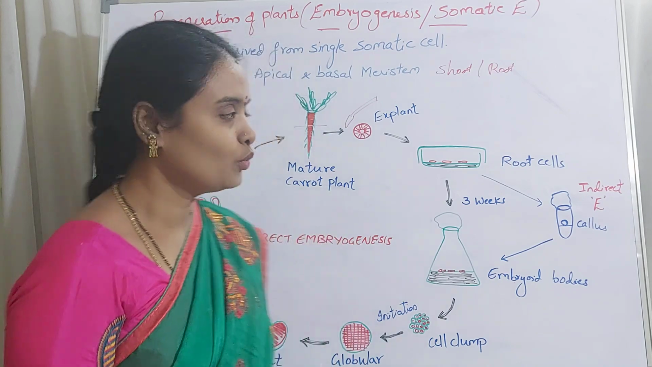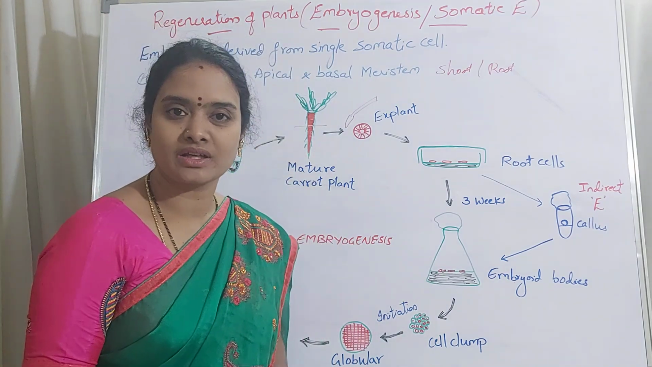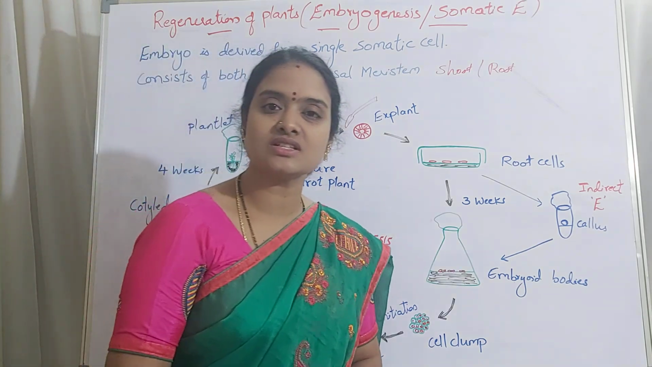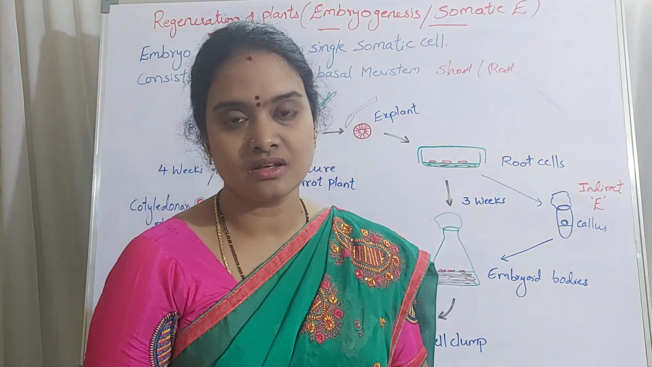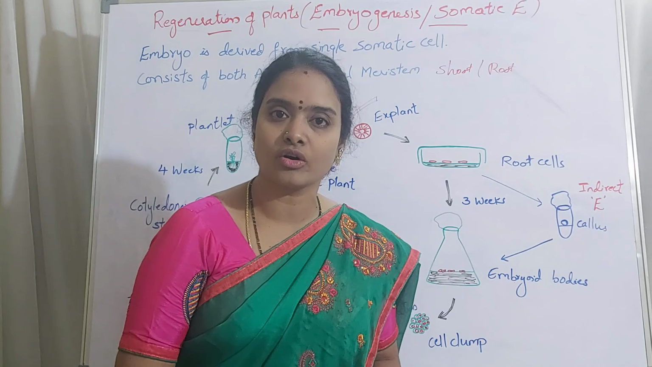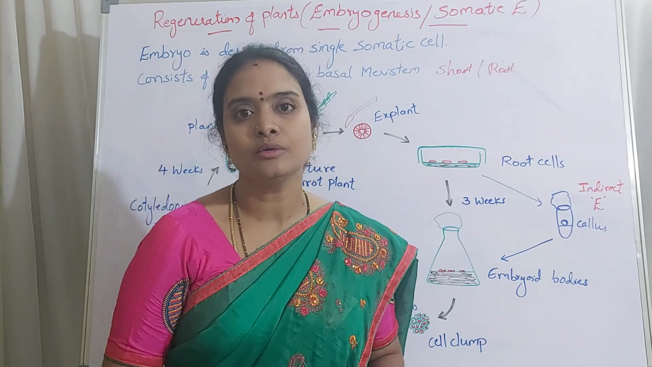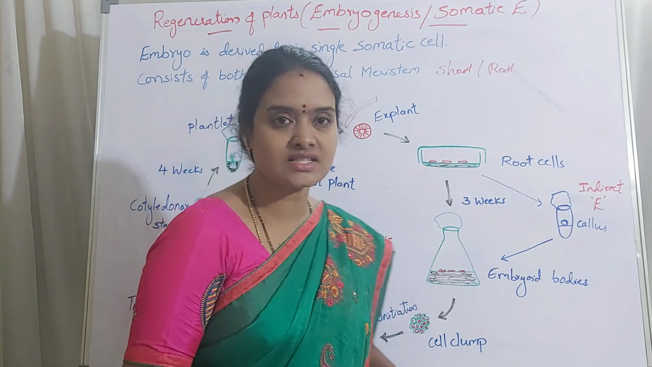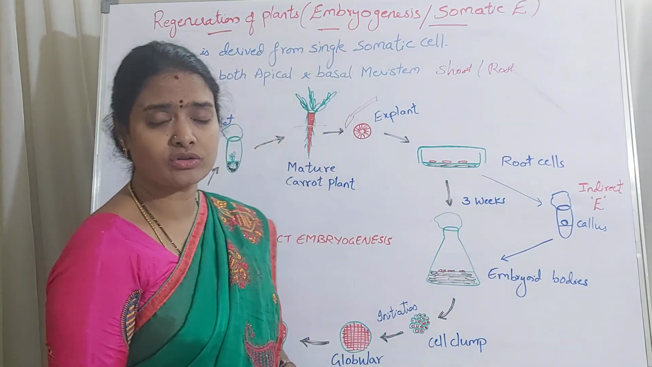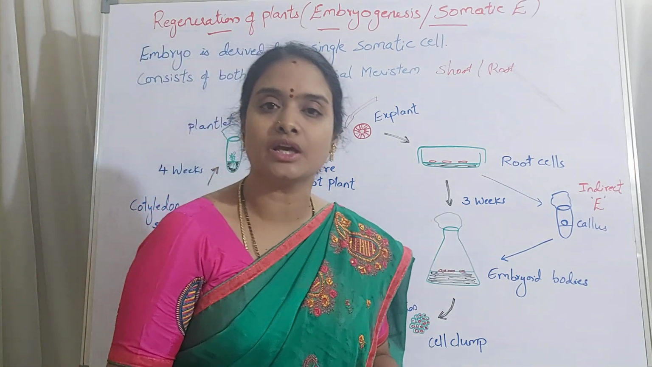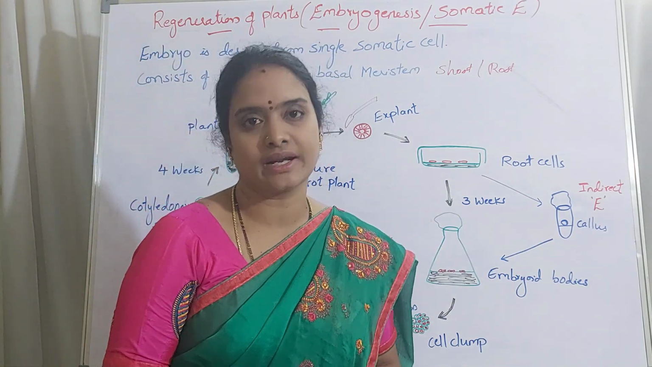So today we will continue the last topic, that is regeneration of plants. In last class we discussed organogenesis, where you produce organs, that is the shoot and root system, from the explant, followed by production of plantlets. Whereas today we will discuss embryogenesis, where from the explant you develop embryos, followed by plantlets. Right?